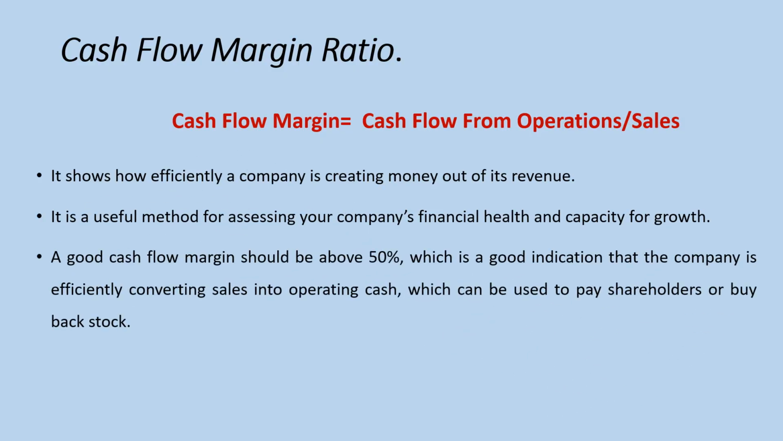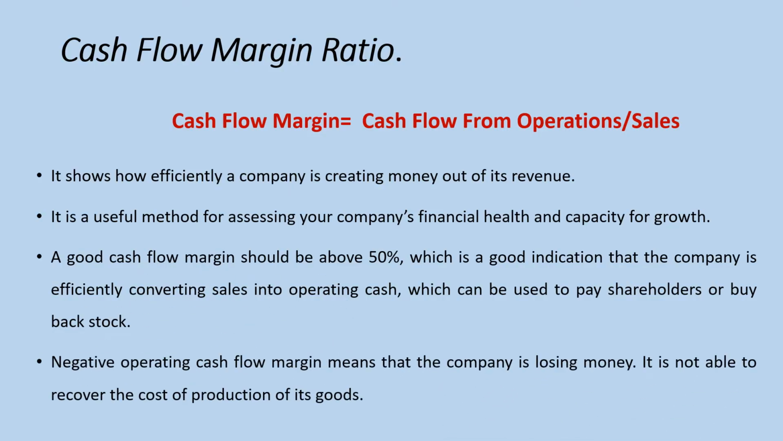A good cash flow margin should be above 50%. It is a good indication that the company is efficiently converting sales into operating cash, which can be used to pay shareholders as dividends or buy back stocks. A negative operating cash flow margin means that the company is losing money. It is not able to recover the cost of production of its goods.